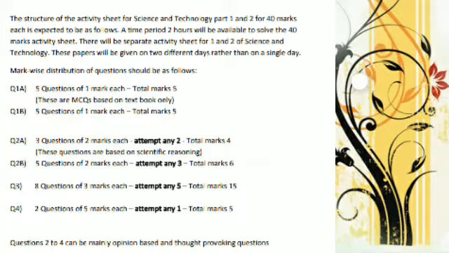Then question number 3, 8 questions will be there, you have to attempt any 5, 3 marks each, so 15 marks it is. Then question number 4, again 2 questions will be asked to you, you have to attempt any 1 and that is of 5 marks. So from question number 2 to question number 4 you have many options in that.